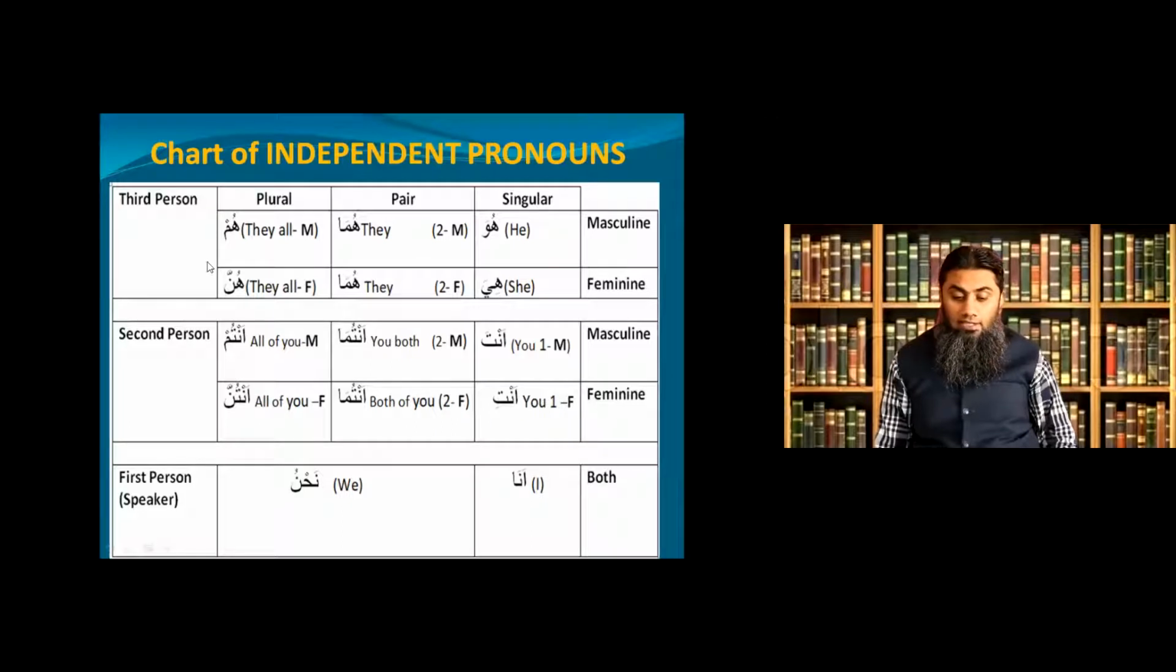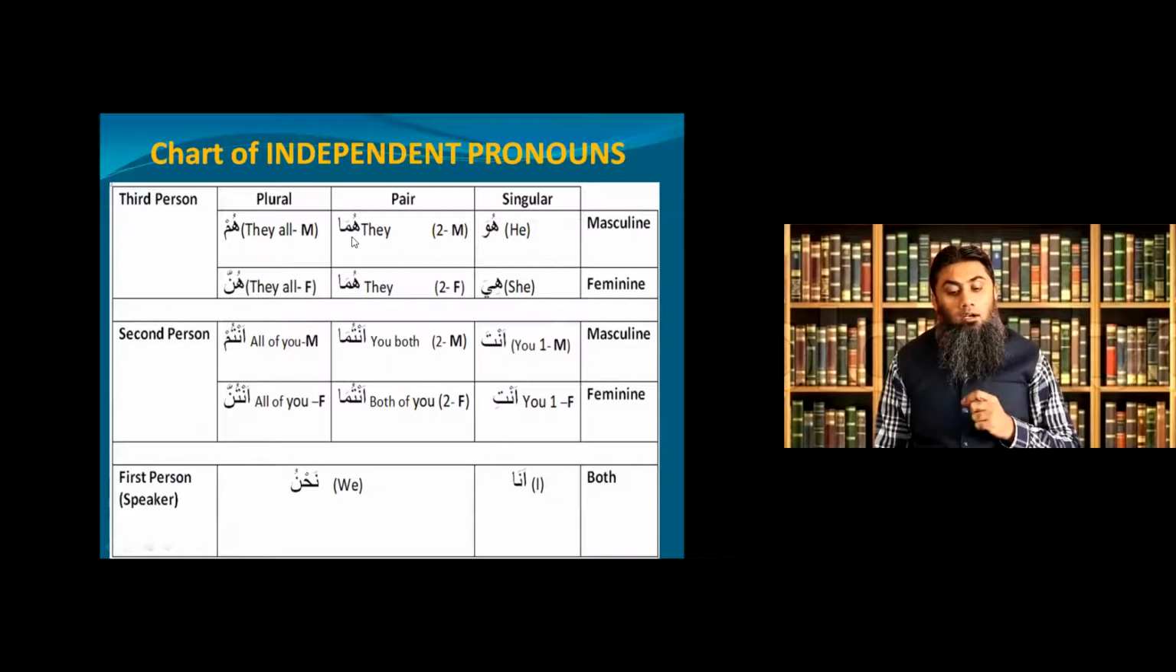Now look at this side. Third person, for example, has 2 lines, a masculine line and a feminine line. The middle part, second person, also has 2 lines, masculine and feminine. As far as the first person is concerned, it is 1 line for both masculine and feminine. Now look at the chart. Huwa means he. Clear? He, but masculine, obviously, and singular.